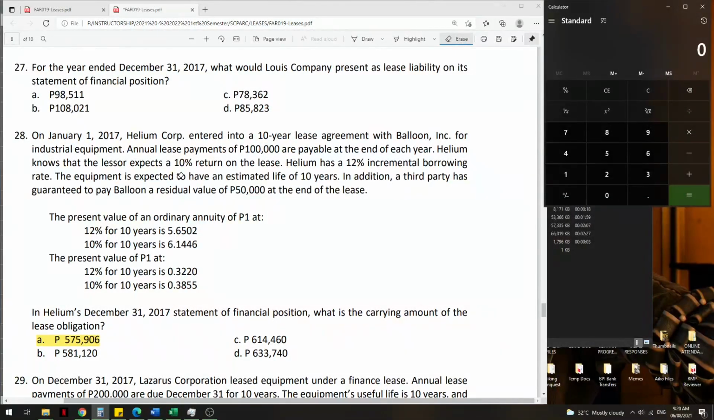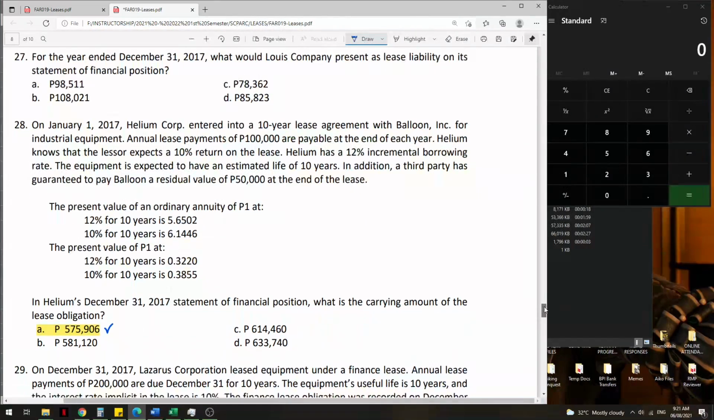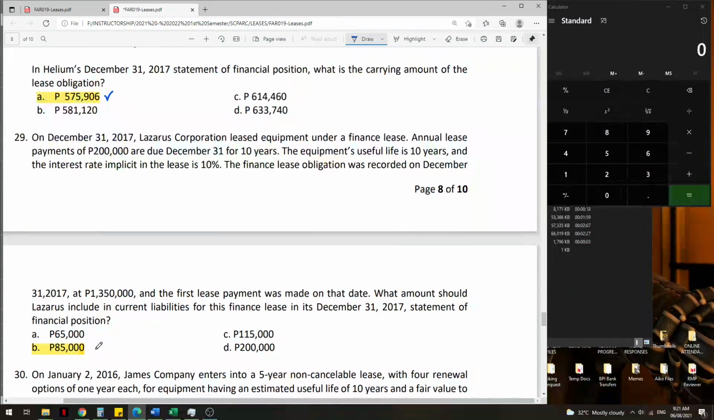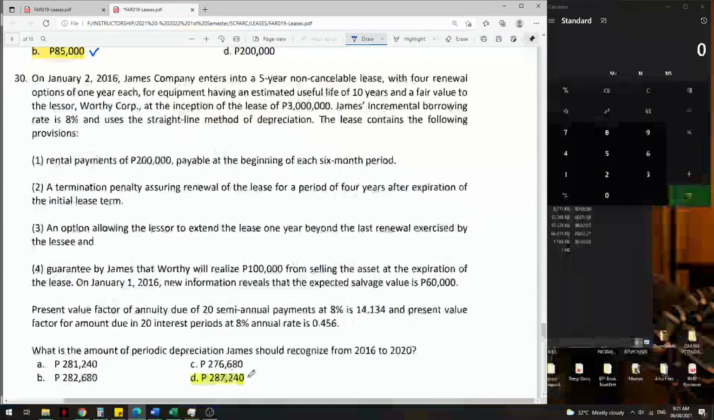Guys, for items number 28 to 30, I will give you the final answer immediately. This is for the interest of time and so that you will have a challenge for yourself to self-assess on the computations that we have done in the previous problems. So letter A is the answer for number 28. I will also do the same for number 29. The answer is letter B, suggested answer. Then for number 30, we have letter D. So go ahead and challenge yourselves. Try to answer these problems.